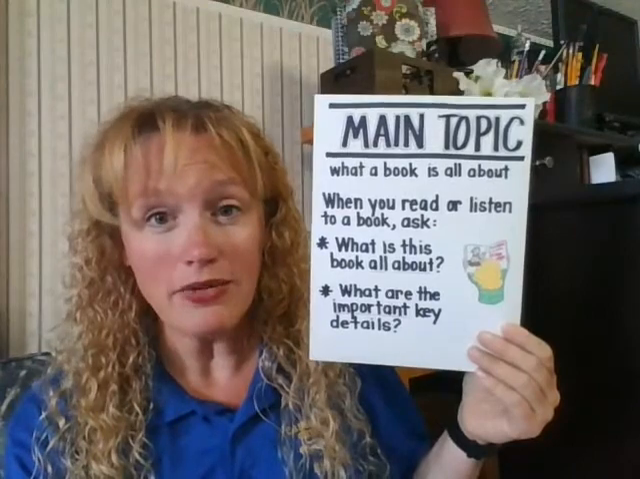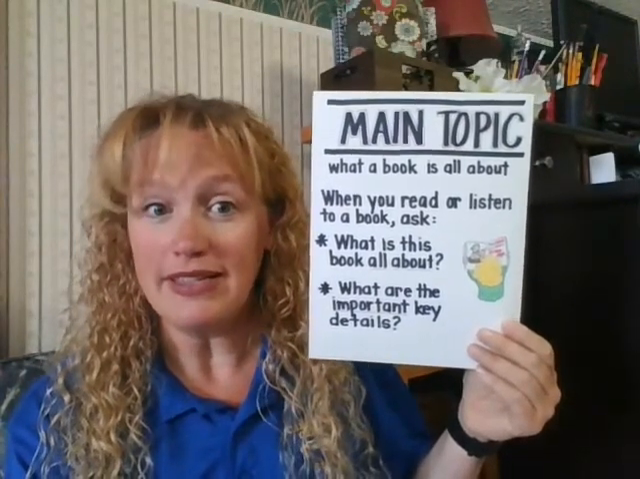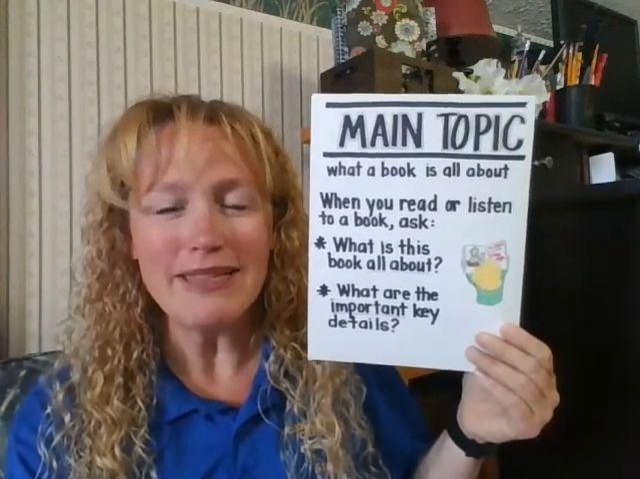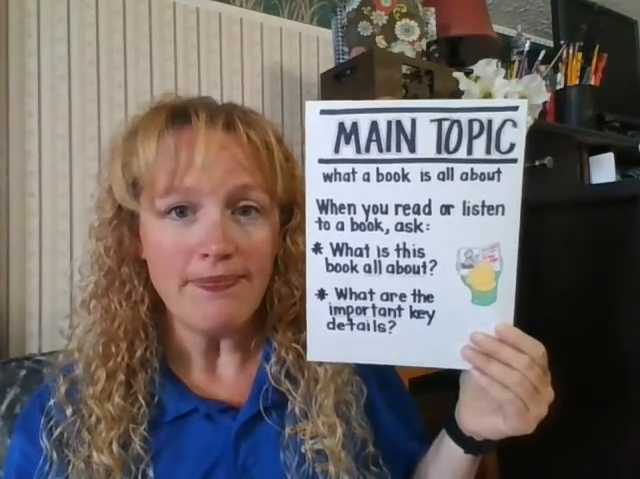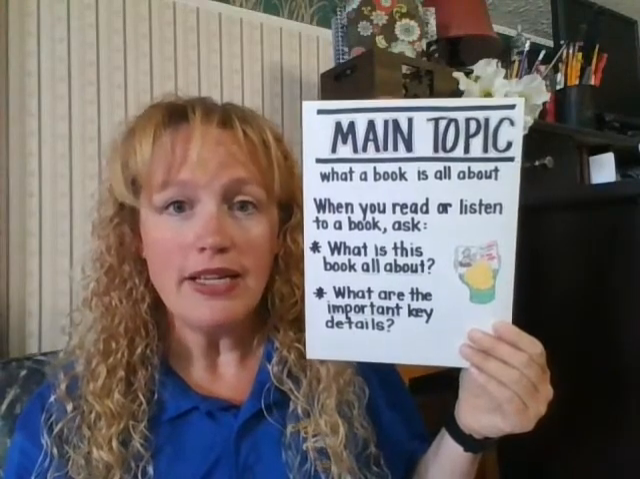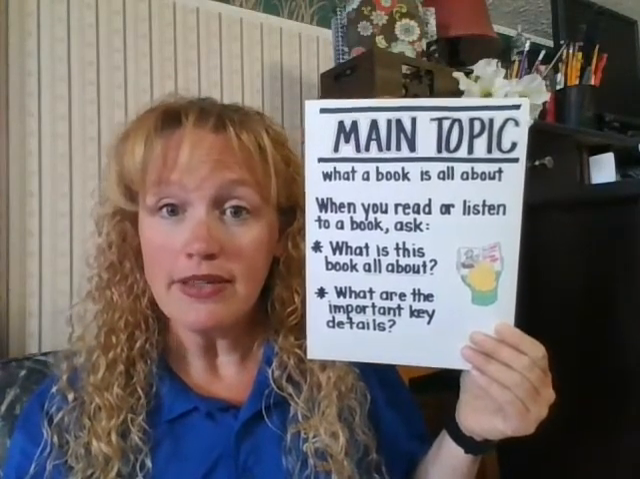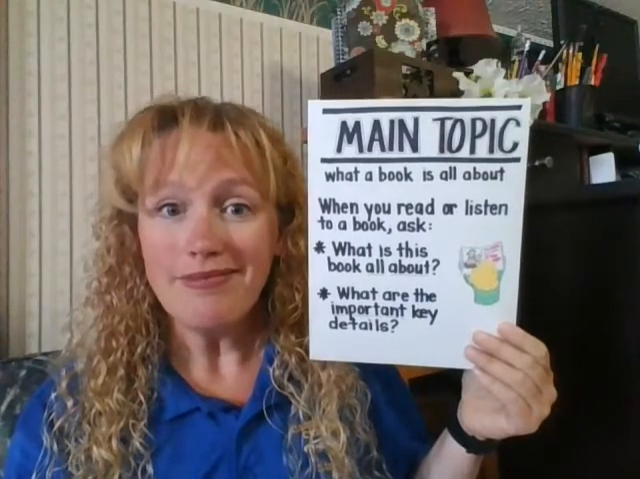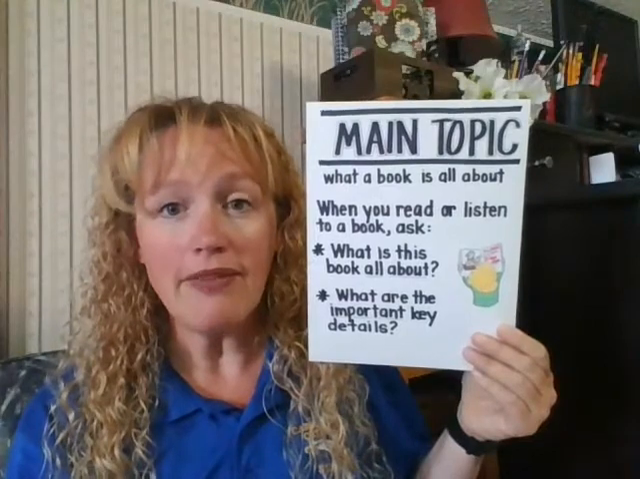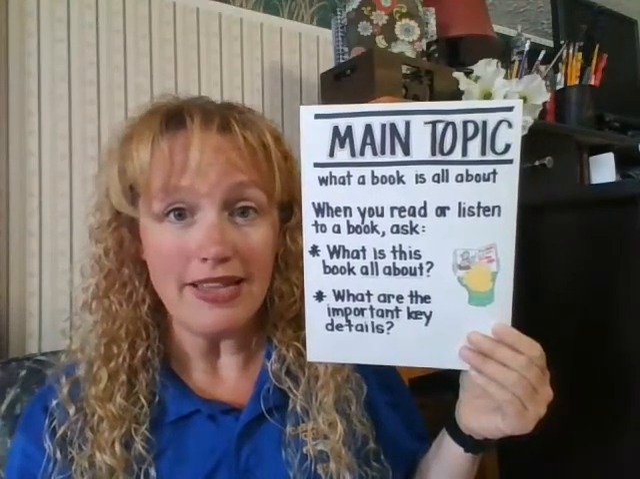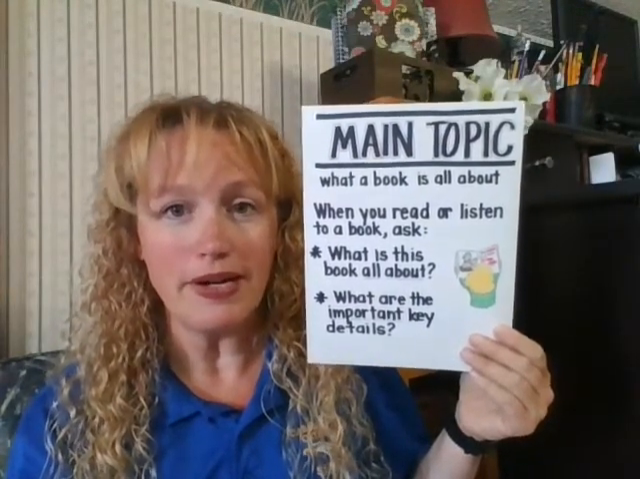What is this book all about? That will answer the question of what is the main topic. And then what are the important key details? We can talk about that a little bit more later, but let's think about this. If I was telling you a story about Fergie, and I told you that she was a dog that likes to chase squirrels, and squirrels are funny. Squirrels being funny isn't really an important part of my story. That Fergie is a dog and that Fergie likes to chase those squirrels, those are important parts of my story.